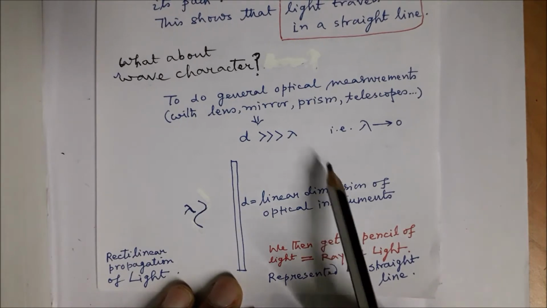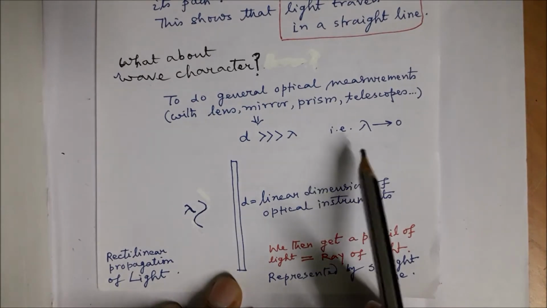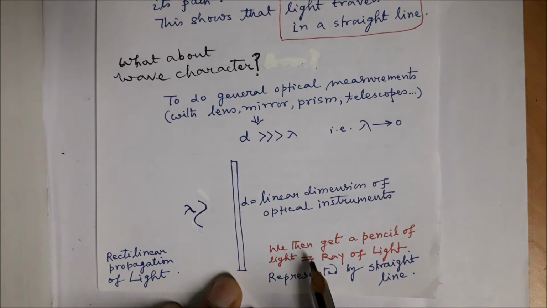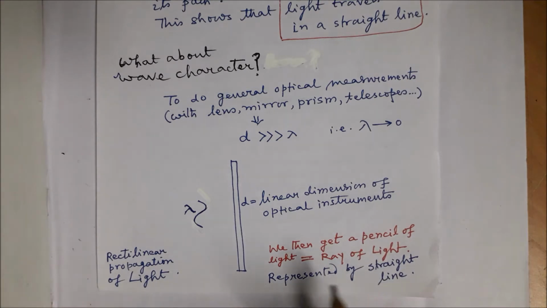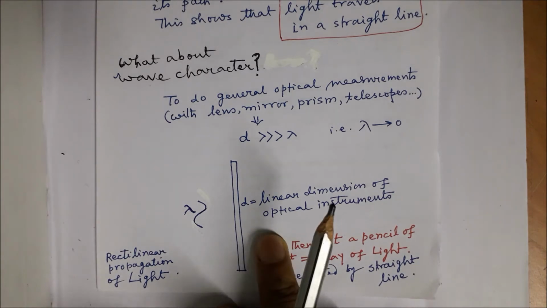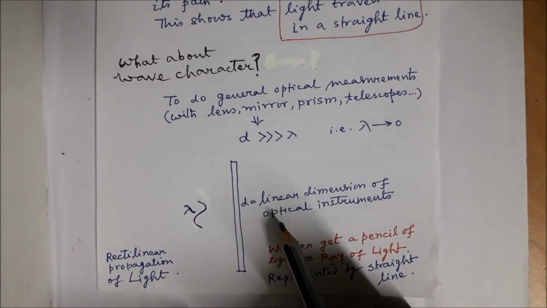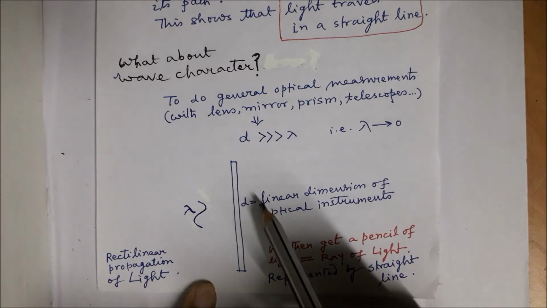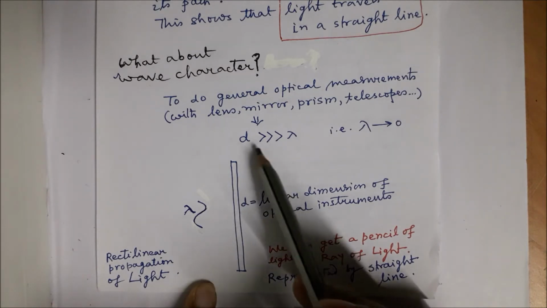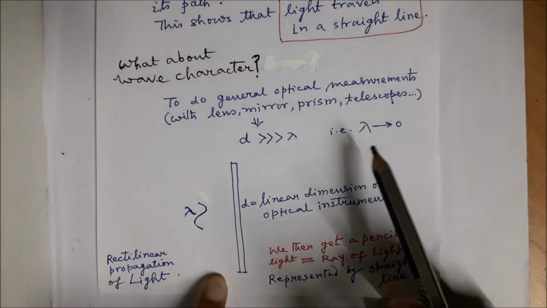So in such situation, we get a pencil of light, or what we call a ray of light, which is represented by a straight line. And this is referred to as rectilinear propagation of light. The question that we'll address soon is, if this is so, then when does wave property dominate?